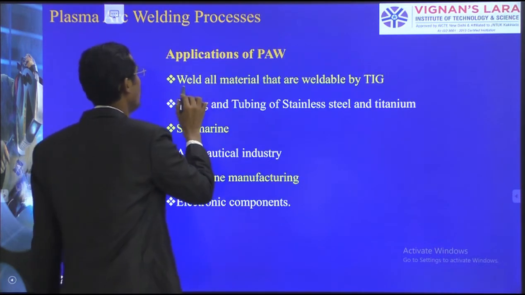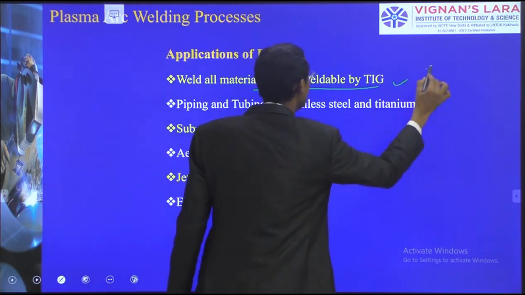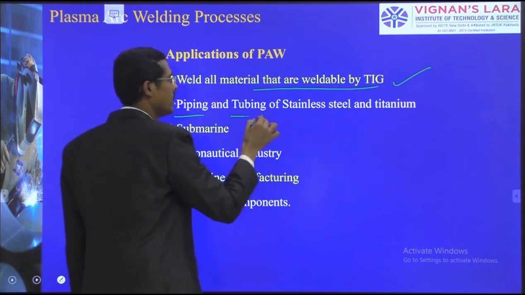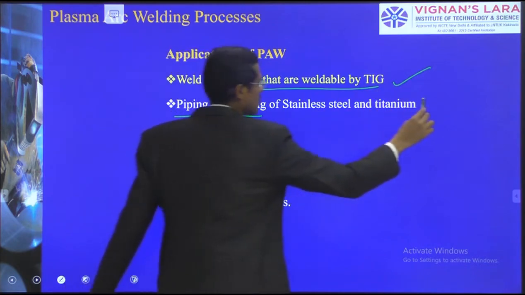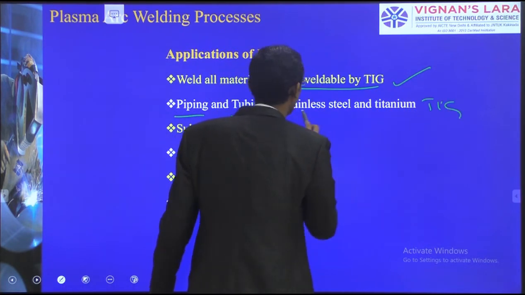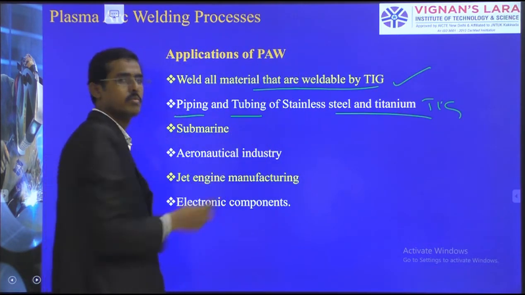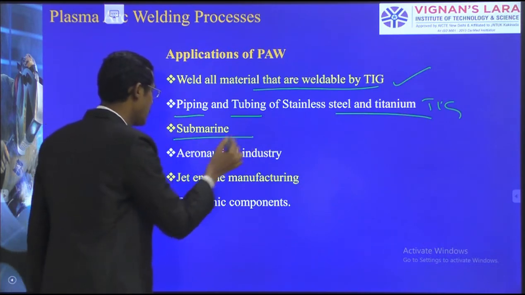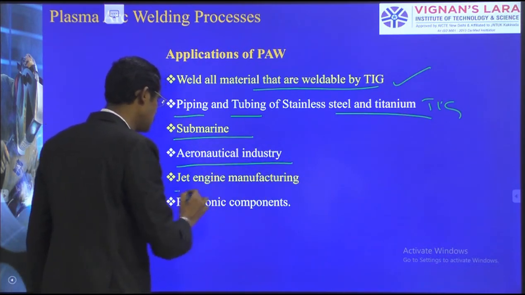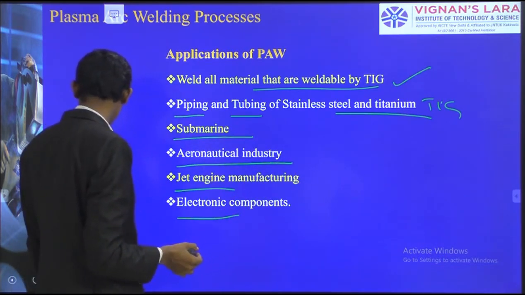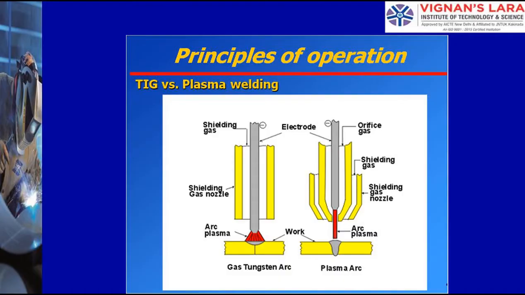The applications: it can weld all materials like TIG, piping, tubing, as in the TIG process. Like TIG also, reactive materials such as titanium and aluminum can be welded here. Submarine industries, aeronautical industries, jet engines and electronic components are possible.